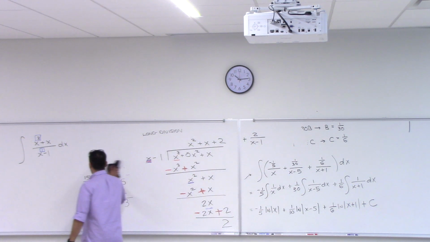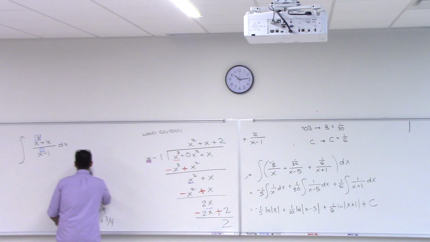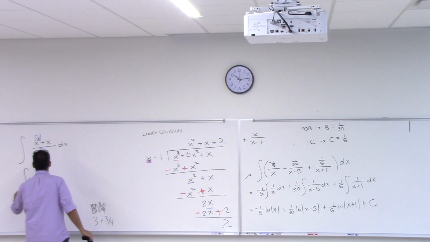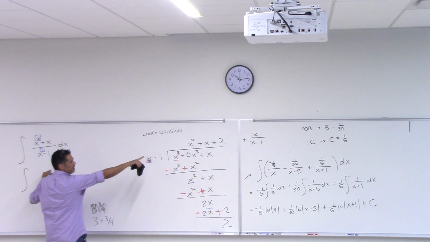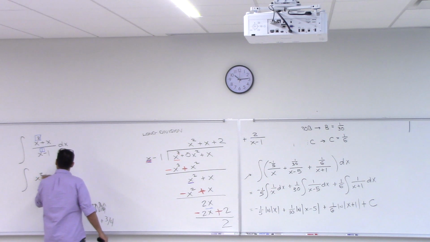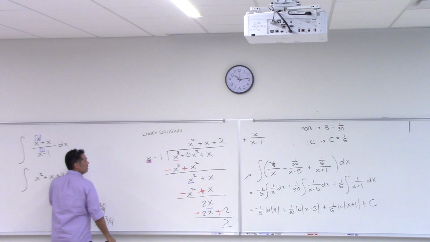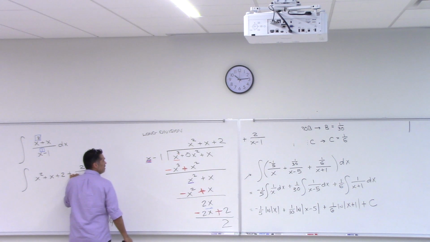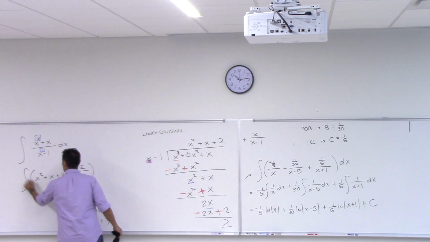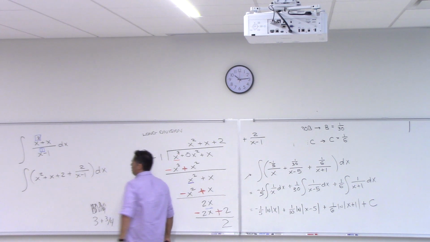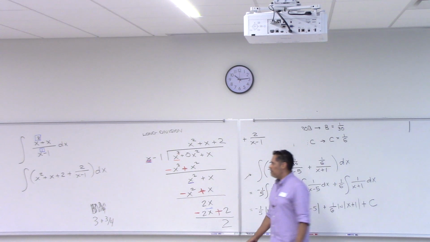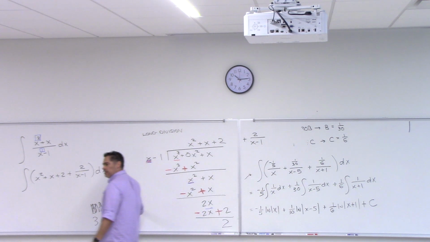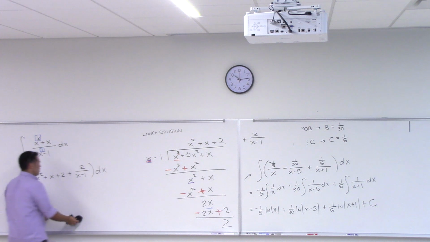And so now this integral becomes, instead of this, I can write all that, can't I? The integral of x squared plus x plus 2 plus 2 over x minus 1 dx. How do you feel about integrating that? A lot better. You should feel good about that, right? Because there's a bunch of additions there. Subtraction? No, just additions, right?